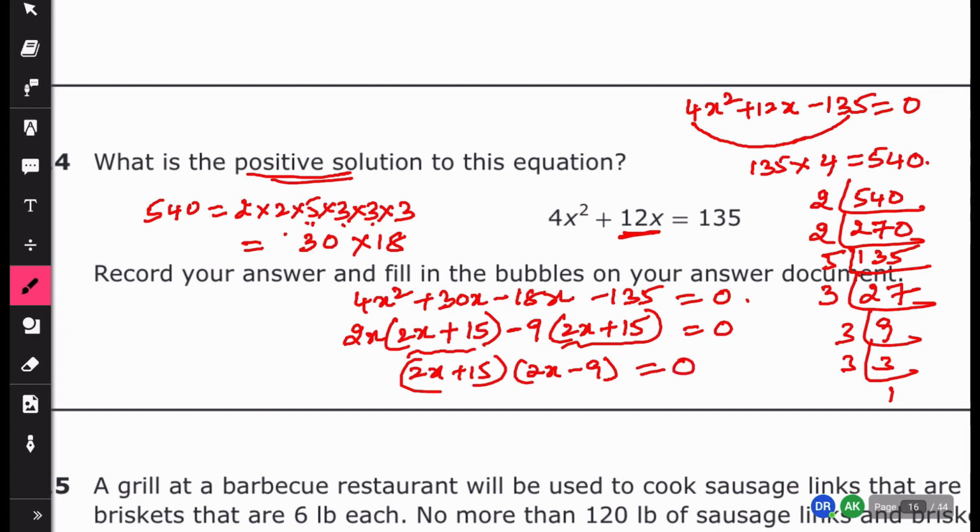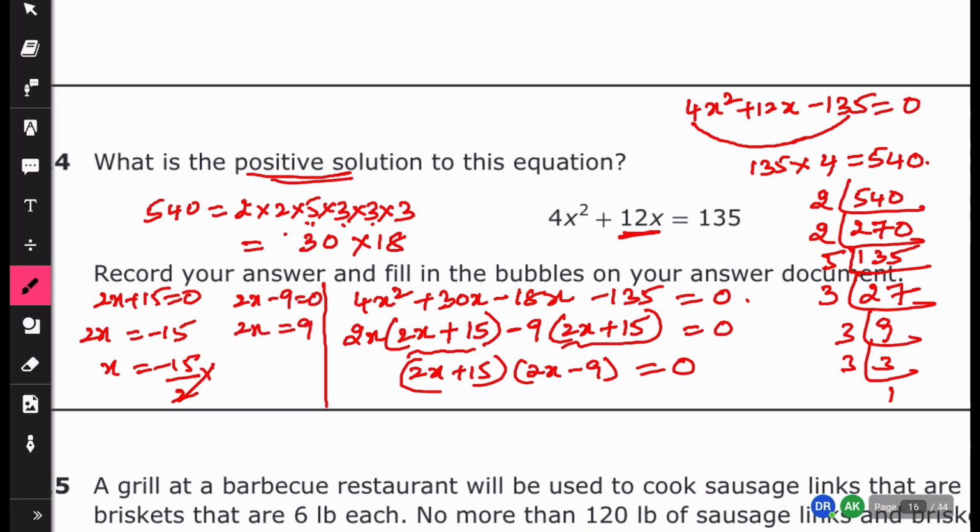So now they want only the positive solution for this. If you equate 2x plus 15 equal to 0, then subtracting 15 on both sides you get 2x equal to minus 15, so x is equal to minus 15 by 2, which is a negative value, so you cannot take this value. Now we'll consider the other one, 2x minus 9 equal to 0. If you add 9 on both sides, 2x is equal to 9, x is equal to 9 by 2, which is equal to 4.5. So the solution for this problem is 4.5.